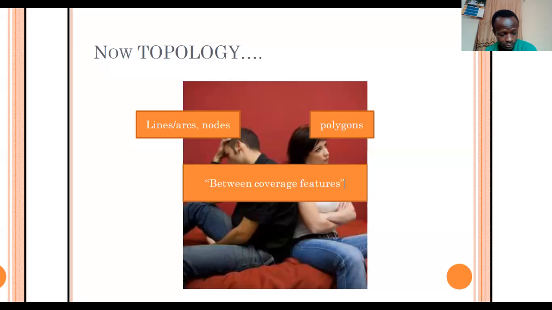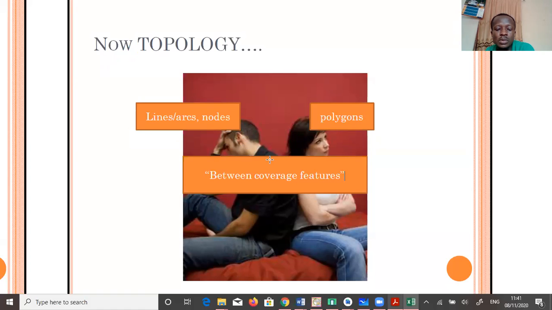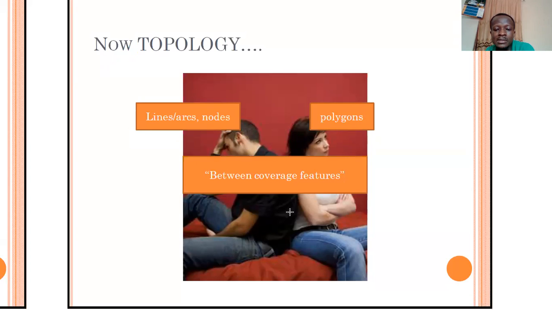Topology, like I said, from last week. So topology is simply the relationship between geographic features. Okay, the relationship between geographic features. That's what it is, and that's why I've put two couples who are not looking at each other's face.